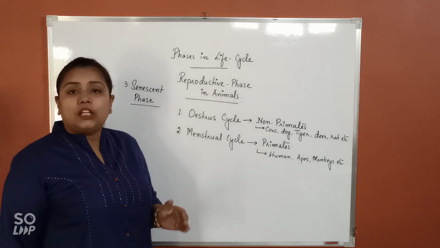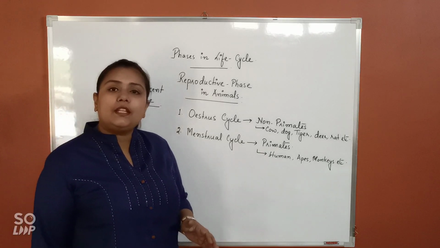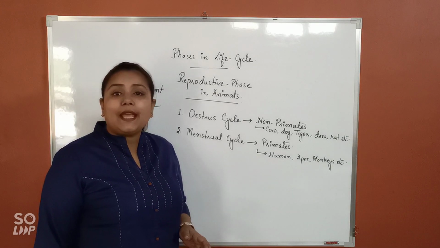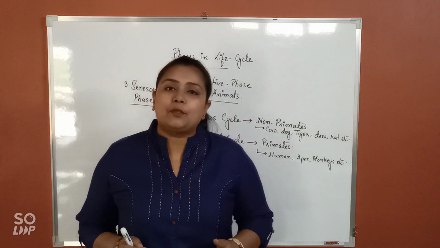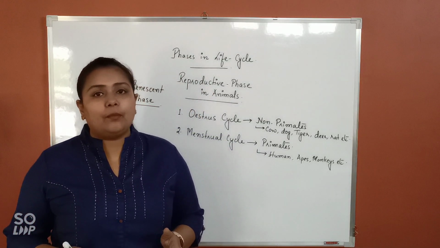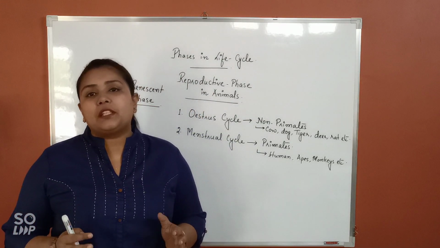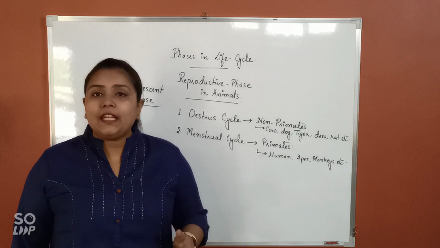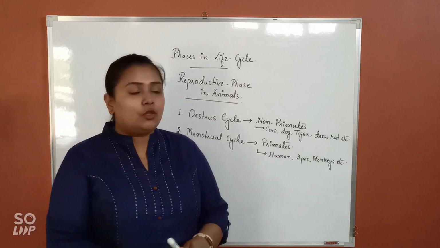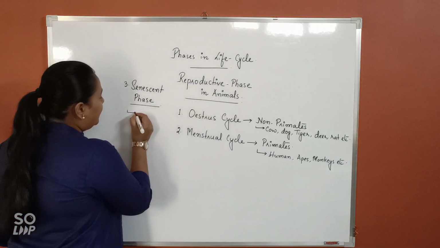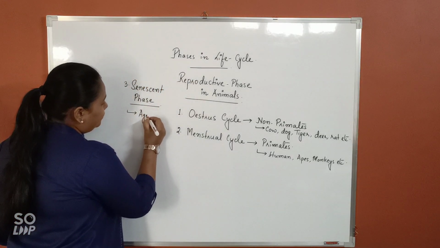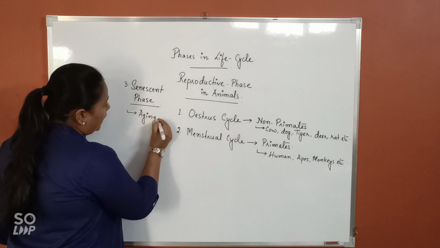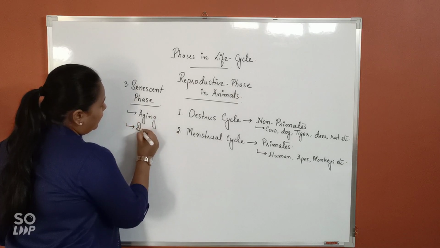Senescent phase is the third and the last phase in the life cycle of an organism. Senescent phase is marked by aging. So there will be various types of deterioration seen in the body of the organism. The metabolic rate will slow down, waste will accumulate, and finally it would lead to death. So senescent phase is marked by aging, followed by death.